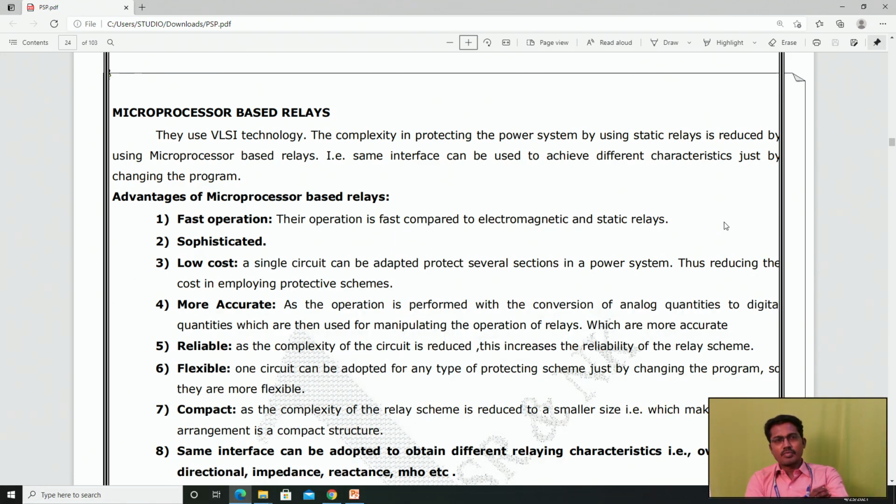For that purpose we are going for a microprocessor relay, and we can store the data of the process carried out by the microprocessor relay. So what condition we obtained, what value we measured, and what value was suppressed, that data can be stored in the memory of the microprocessor by external connections.